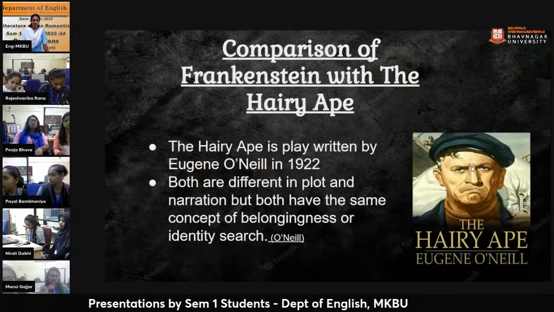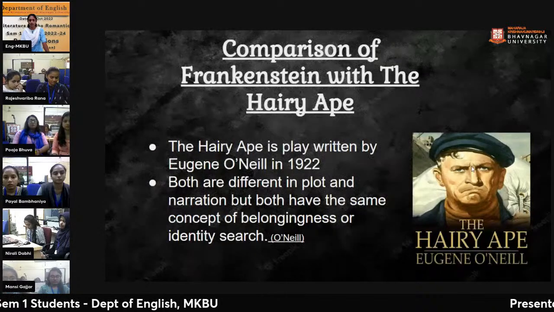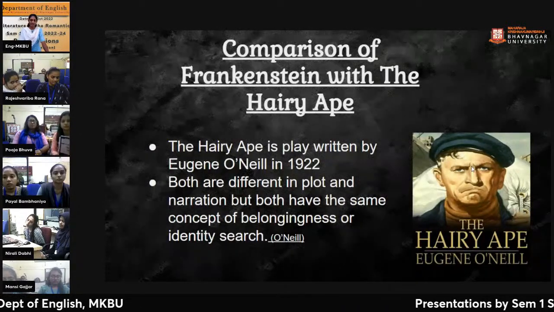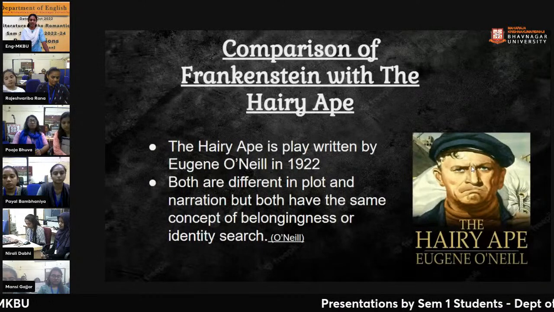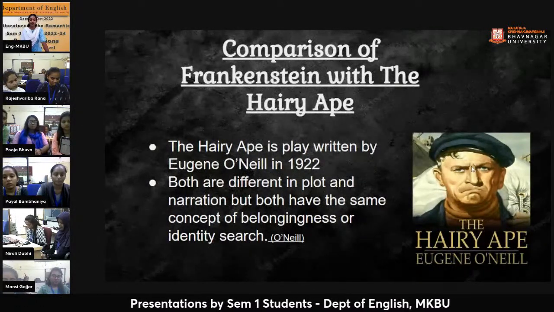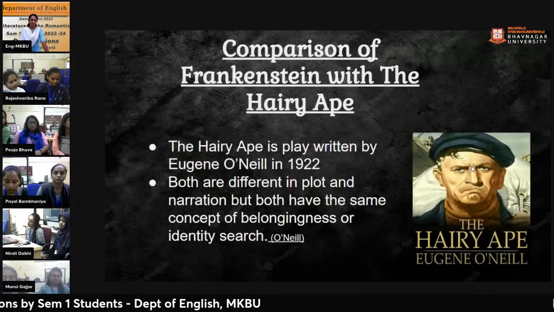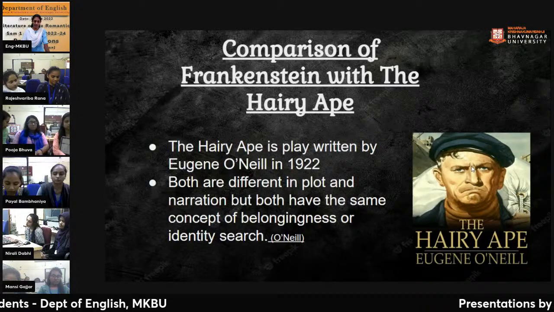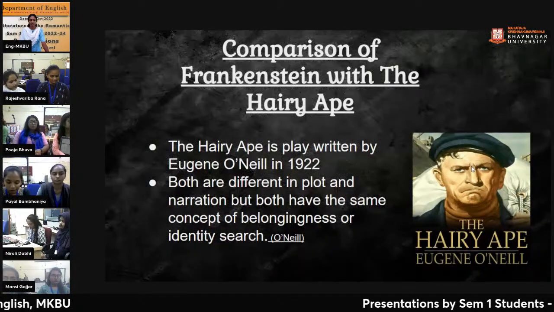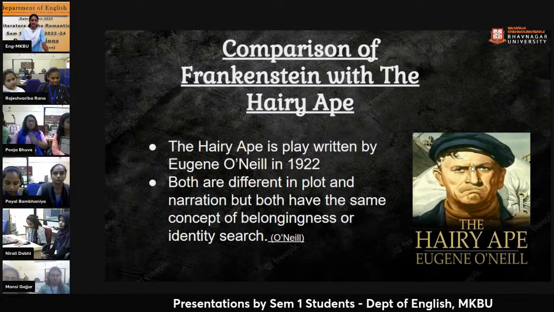So the search for identity in Frankenstein is very much similar to The Hairy Ape, which was written by Eugene O'Neill in 1922. It is a play, and though there are many differences between these two texts, some concepts are the same, and that is belongingness and the search for identity.